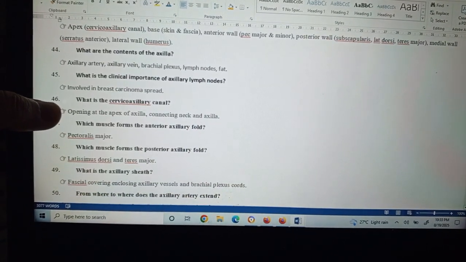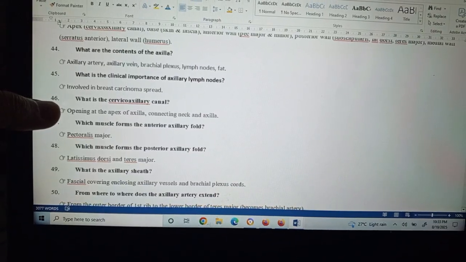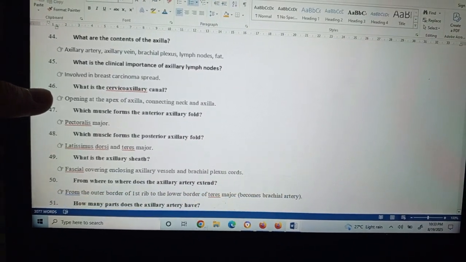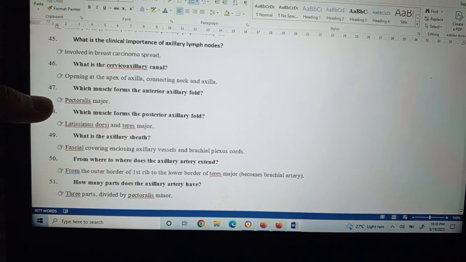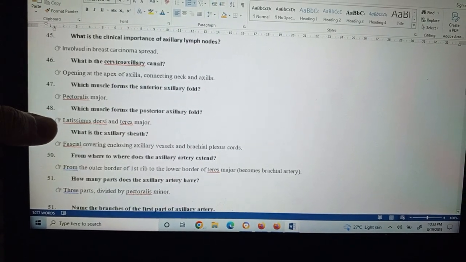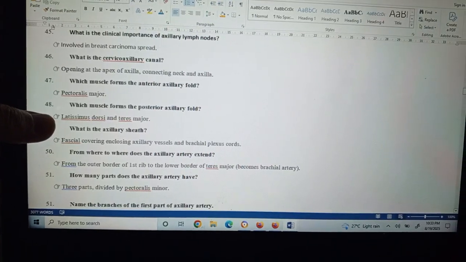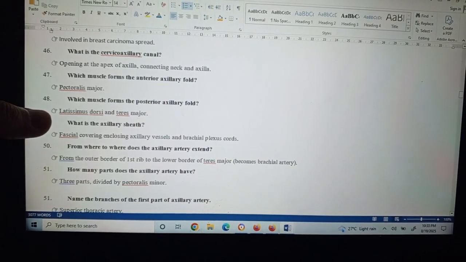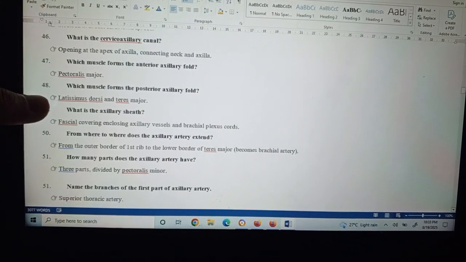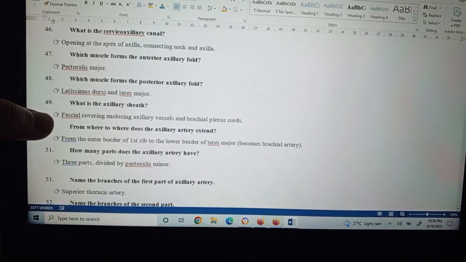What are the contents of the axilla? Axillary artery, vein, brachial plexus, lymph nodes and fat. What is the clinical importance of the axillary lymph nodes? They are involved in breast carcinoma. What is the cervico-axillary canal? The opening at the apex of the axilla connecting the neck and the axilla. It can be asked vice versa.